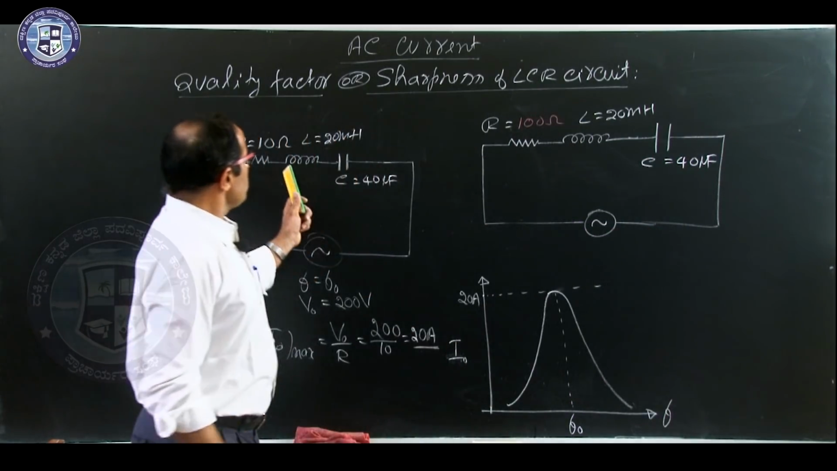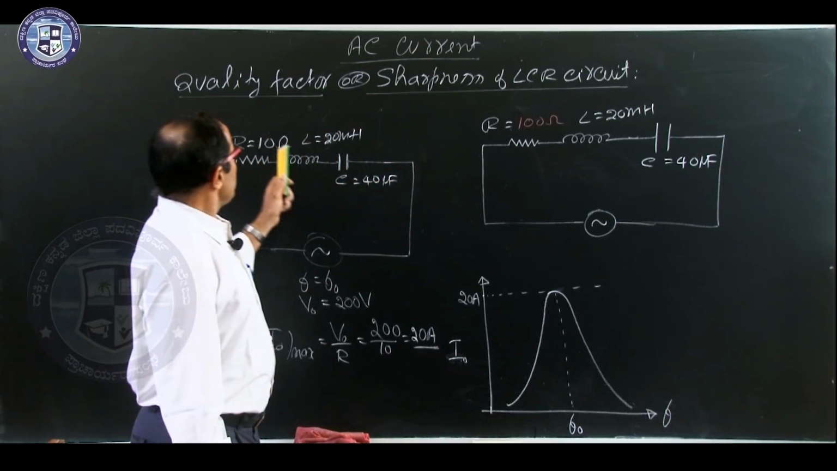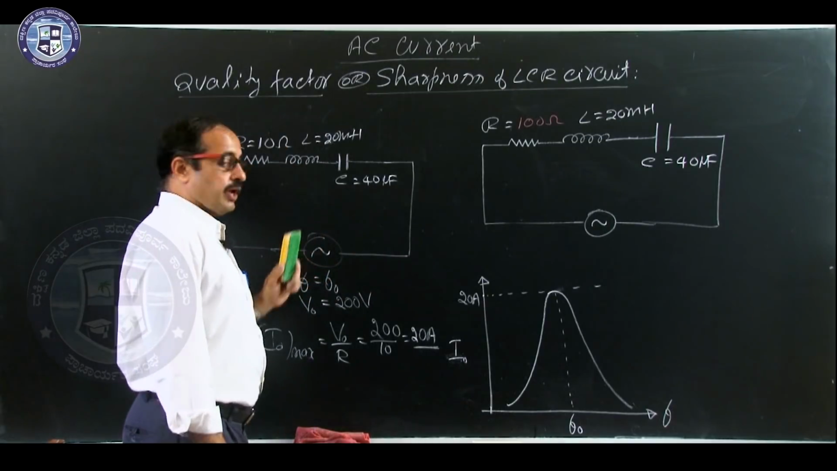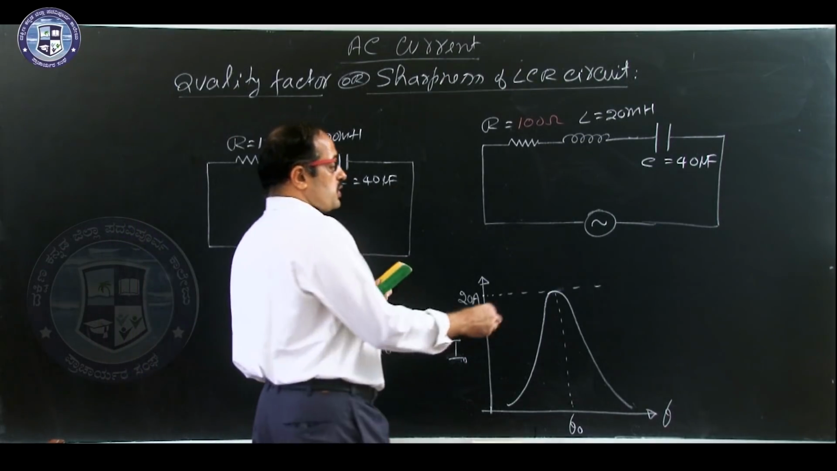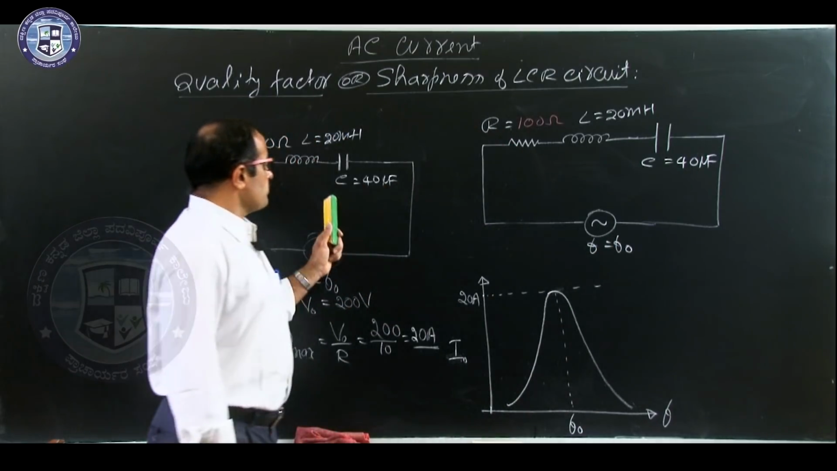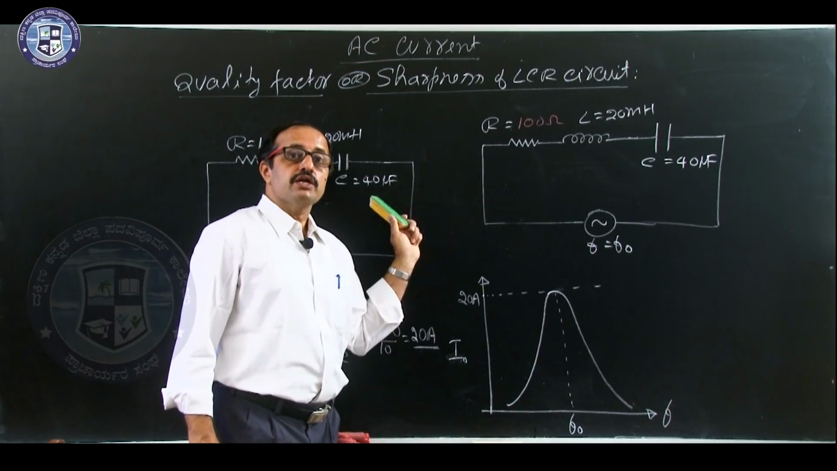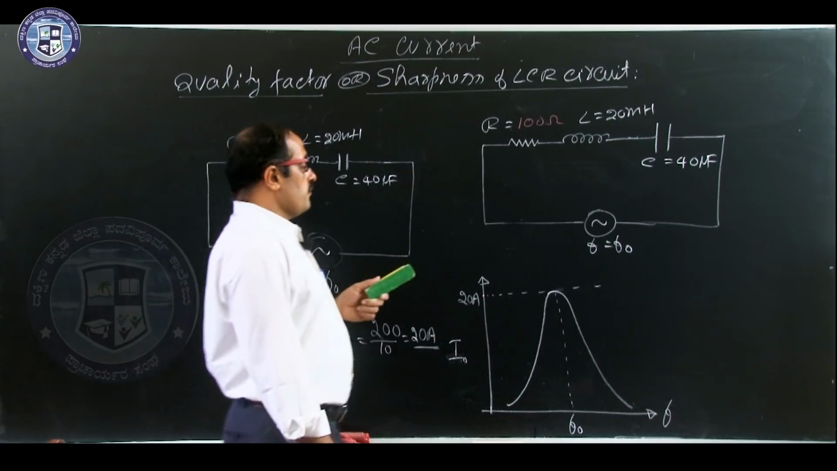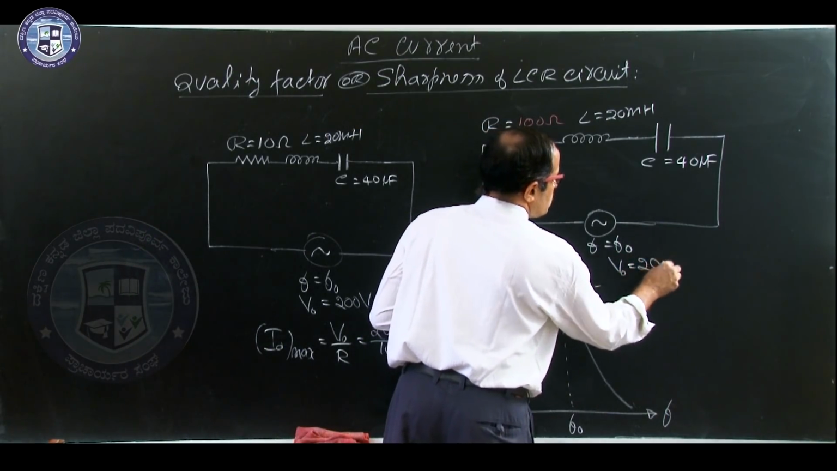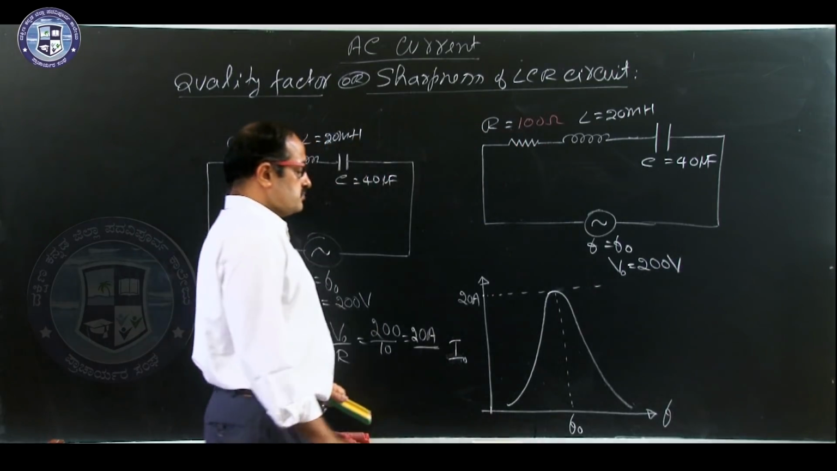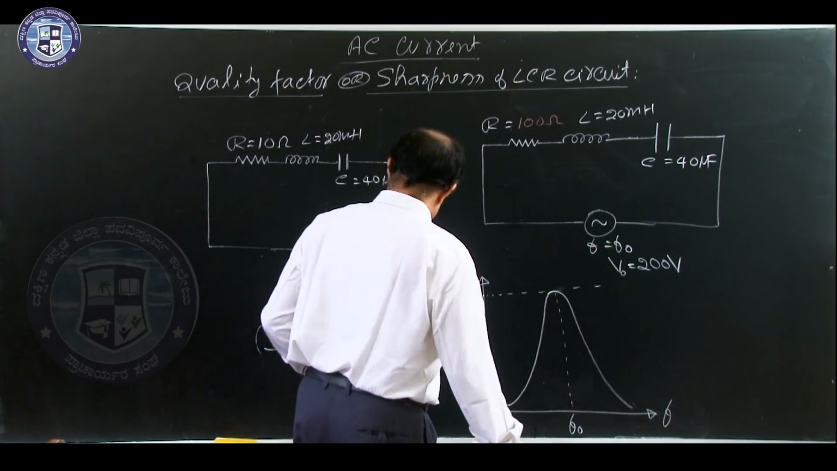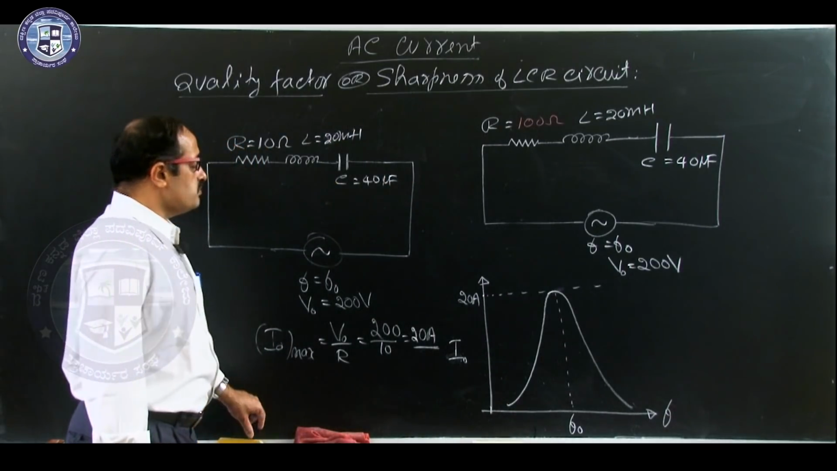So, what is the change between this circuit and this? Here it is only 10 ohms, here it is 100 ohms, all the remaining values are same. Therefore, even resonant frequency remains same. Resonant frequency of this circuit and this circuit are one and same. Again, we apply peak voltage of 200 volts. Think that. Then already it is at resonance, therefore, I want to find out what is I naught maximum.